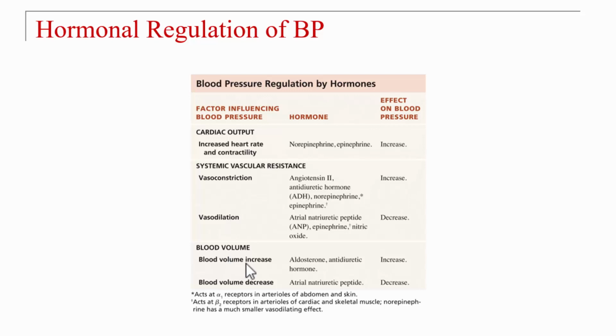And then blood volume. So as blood volume increases, such as with the hormone aldosterone and antidiuretic hormone, blood pressure is going to increase. And if we have blood volume decrease, such as with atrial natriuretic peptide, blood pressure will decrease.